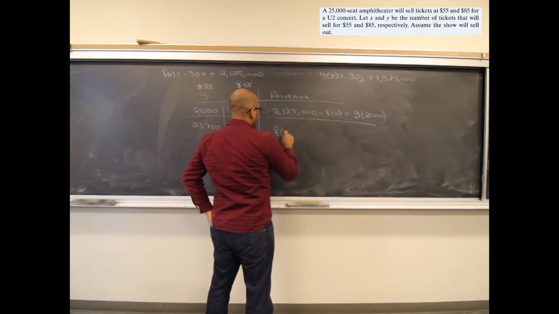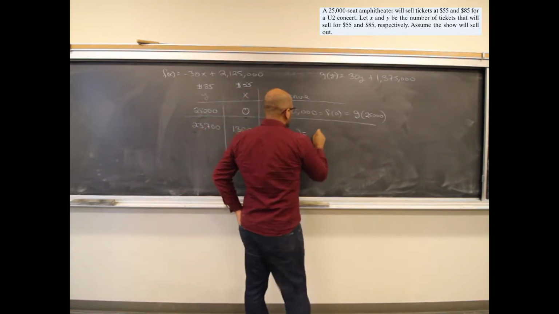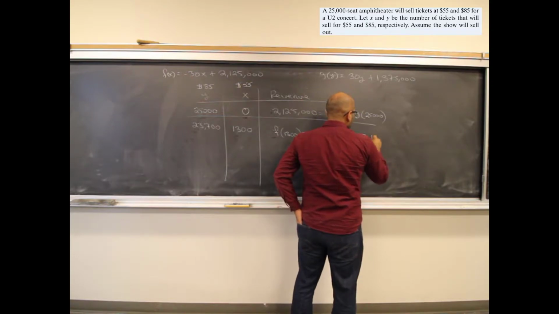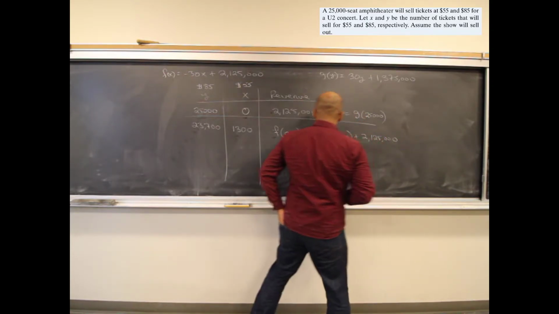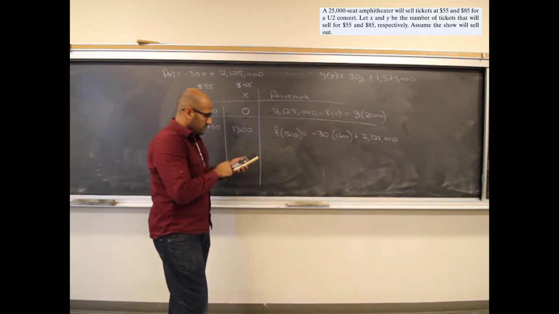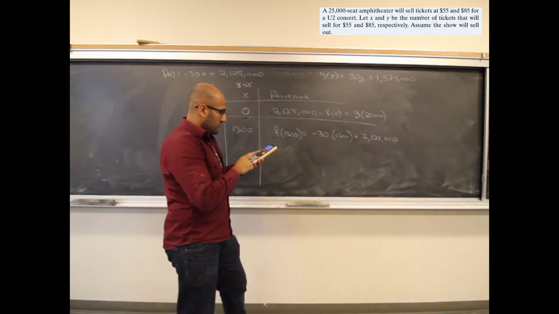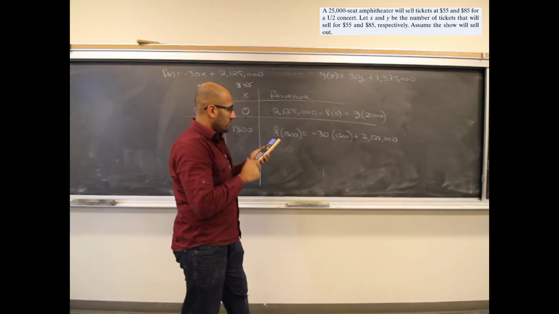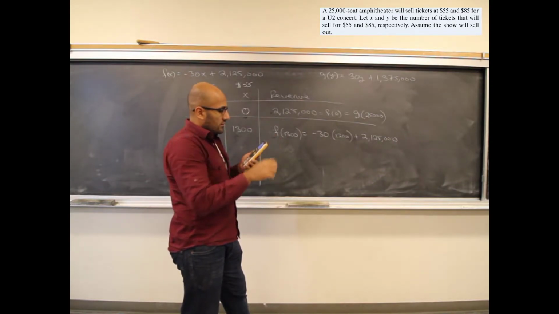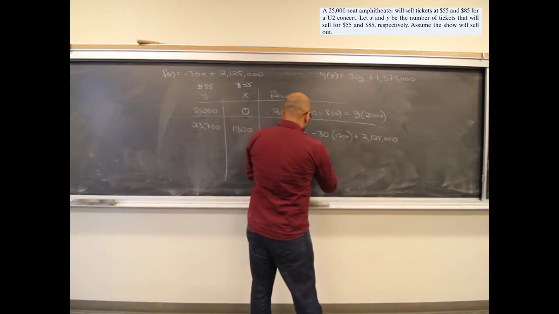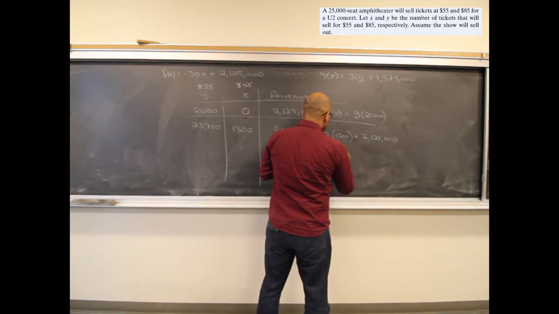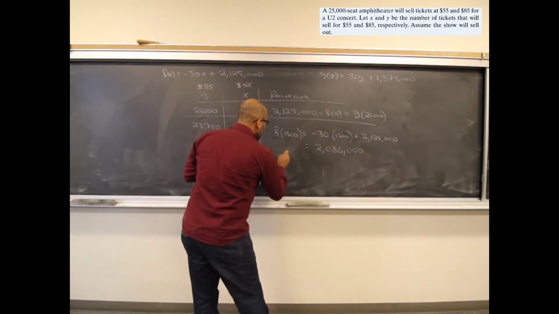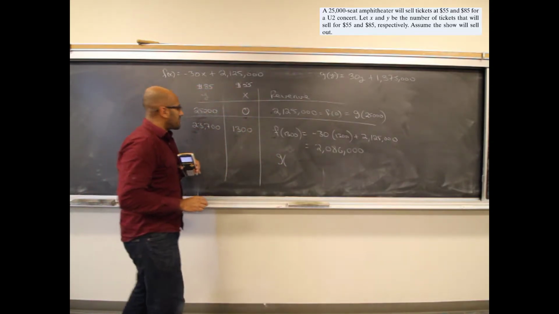So f of 1,300 is going to be equal to negative 30 times 1,300 plus 2,125,000. And what do we get? Negative 30 times 1,300 plus 2,125,000, which is 2,086,000. And we'll get the exact same answer from g of y, where y in this case would be 23,700.